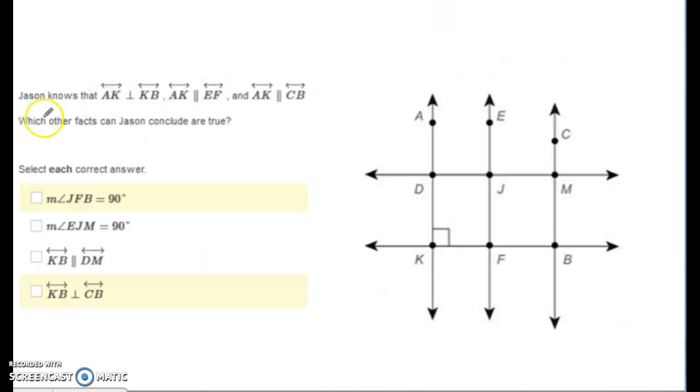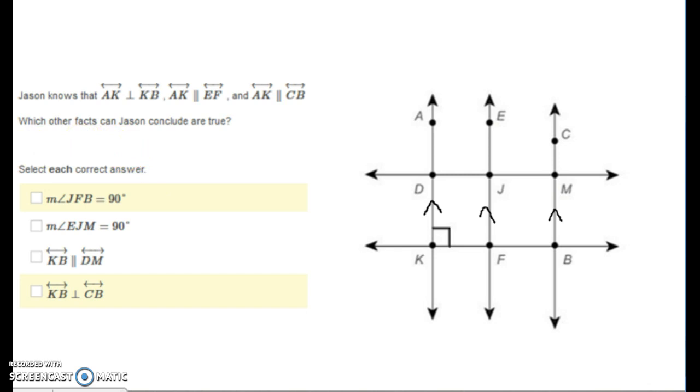All right, the last one. Jason knows that AK is perpendicular to KB, which is already marked right here. And he knows that AK is parallel to EF. I'm going to go ahead and mark that. AK is parallel to EF. And he knows that AK is parallel to CB. All right. What other facts can Jason conclude are true?